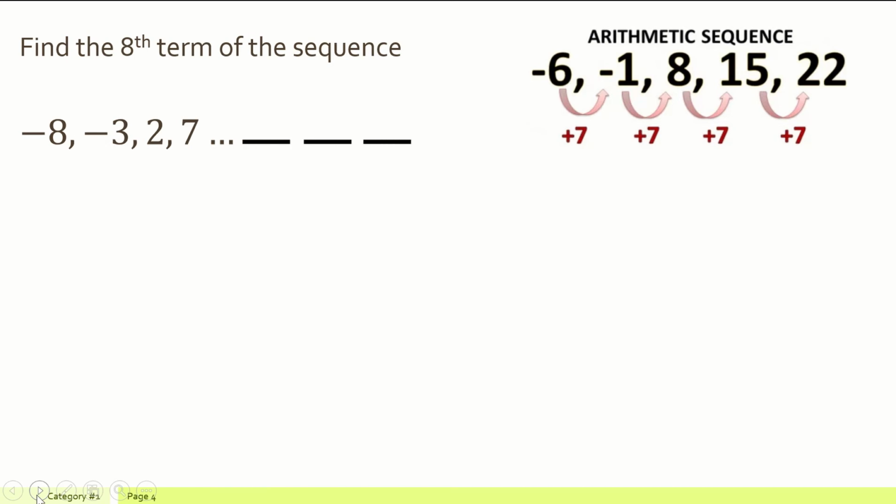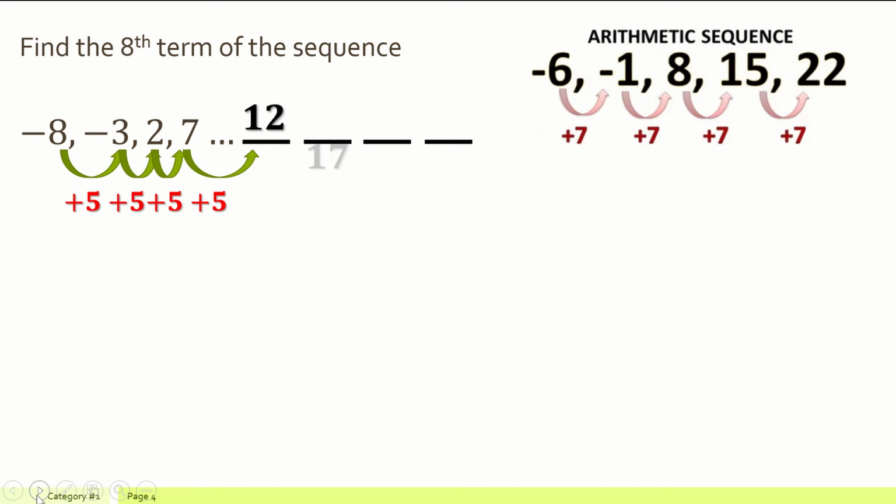So looking at our sequence, we're asked to find the eighth term. We're given 4 terms. -8 is the first term, -3, 2, and 7. So we can find what our addition is. Our pattern looks like we would be adding 5 each time. So if that pattern were to continue, we could complete the sequence of 12, 17, 22, and 27. So the eighth term in the sequence would be 27.